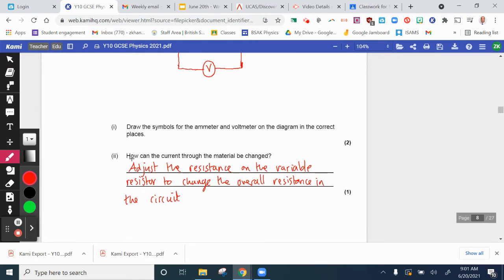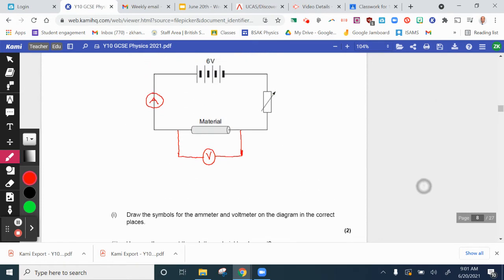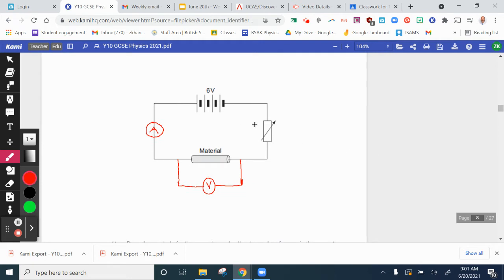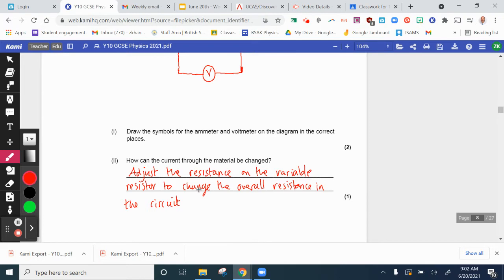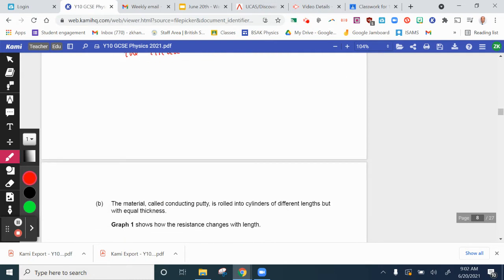The next part of the question is, how can the current through the material be changed? So let's have a look at this circuit. How can we change the current in this circuit? This here is a variable resistor which allows a change in resistance. So if we change the resistance here, the overall resistance in the circuit will change and hence the amount of current in the circuit will change. So a variable resistor allows us to do that. So adjust the resistance on the variable resistor to change the overall resistance in the circuit, and that will allow the current in the circuit to change.